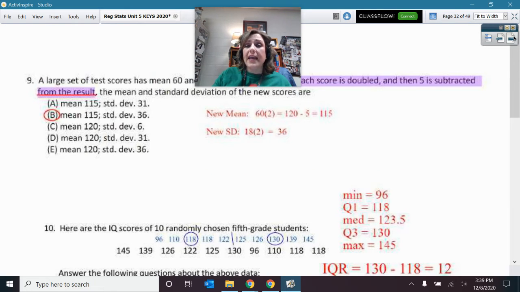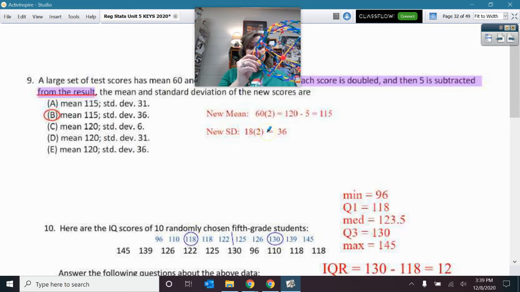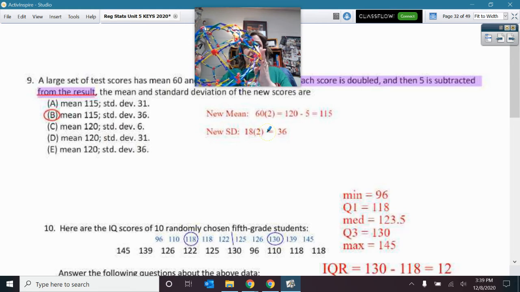All right, and here we go. Now look here. Each score is doubled. That's multiplied by 2. And then after you multiply by 2, you subtract 5. So the subtracting 5 affects the mean, but does not affect the spread. So you multiplied by 2, and then you subtracted 5. So subtracting did not affect the spread. It just shifted everything 5 lower for the mean.